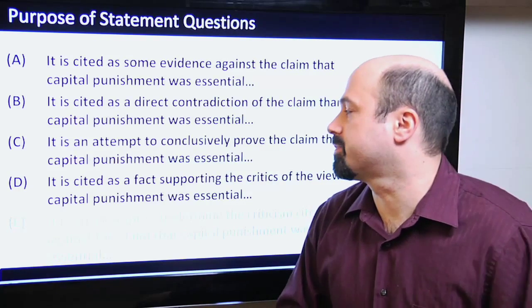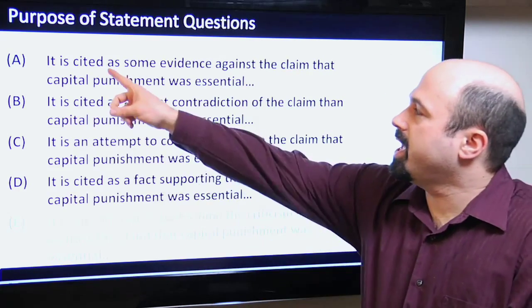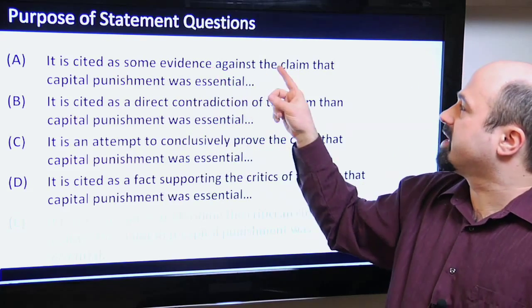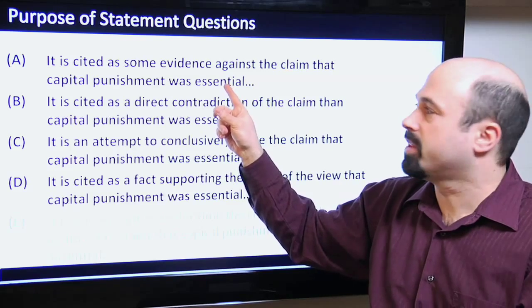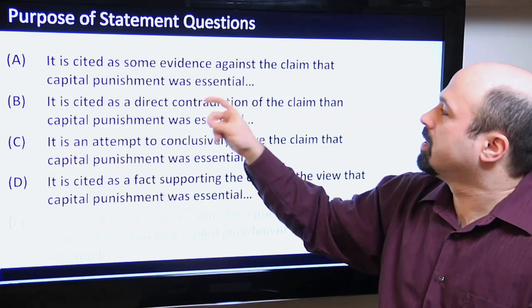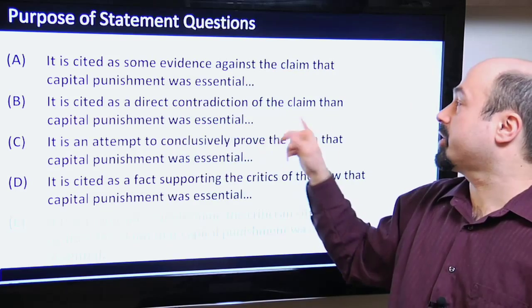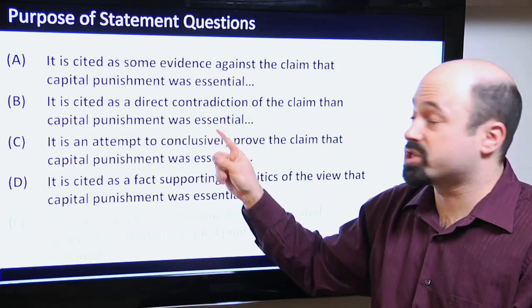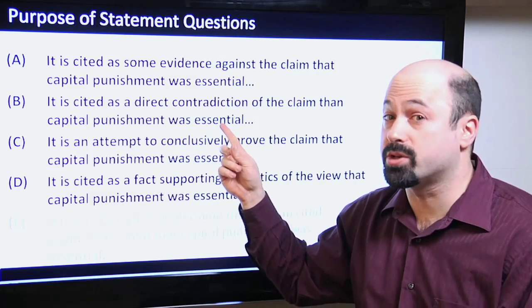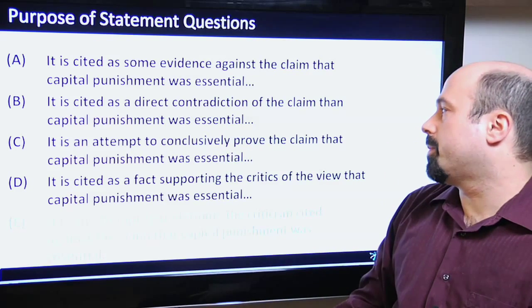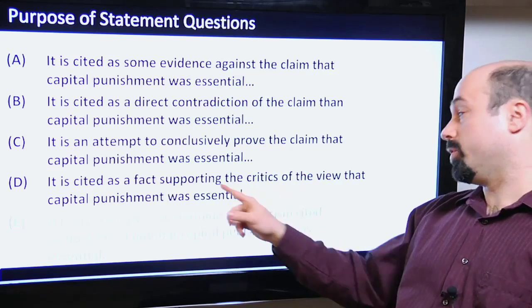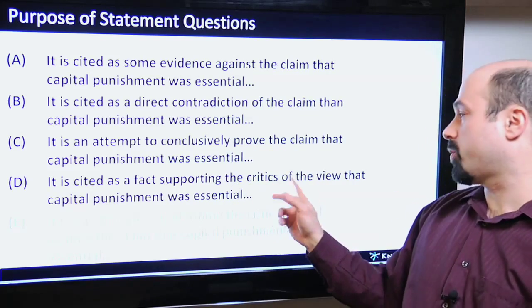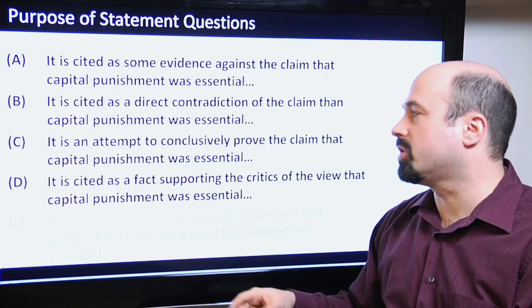And let's look at the others. A, it is cited as some evidence against the claim that capital punishment was essential. Well, that goes in the wrong direction. That's more of the criticism point of view. It is cited as a direct contradiction of the claim that capital punishment was essential. Well, that too is the critic's point of view. And D, it is cited as a fact supporting the critics of the view. It doesn't support the critics, so again we have this backwards.